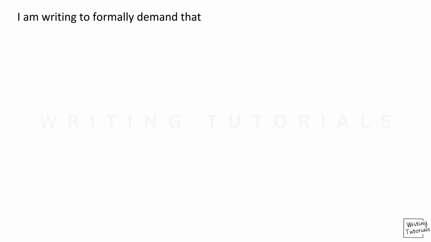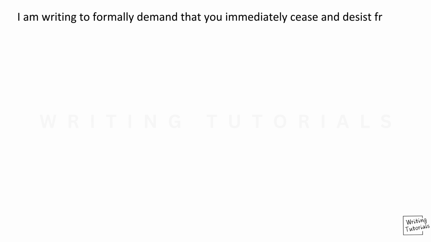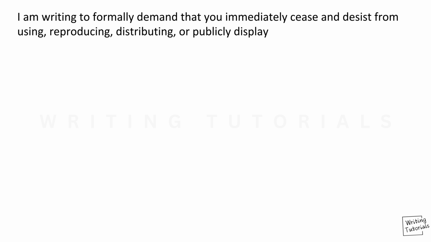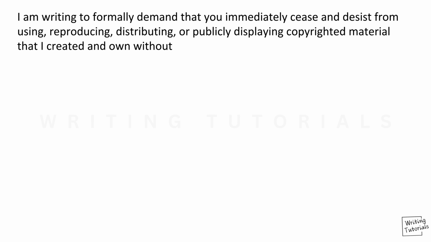The sample says, "I am writing to formally demand that you immediately cease and desist from using, reproducing, distributing, or publicly displaying copyrighted material that I created and own without my authorization." This sentence clearly states the purpose of the letter. Notice that it does not spend several sentences describing frustration or anger. It immediately identifies the conduct being challenged. For a formal demand, direct and professional language is much more effective than emotional language.